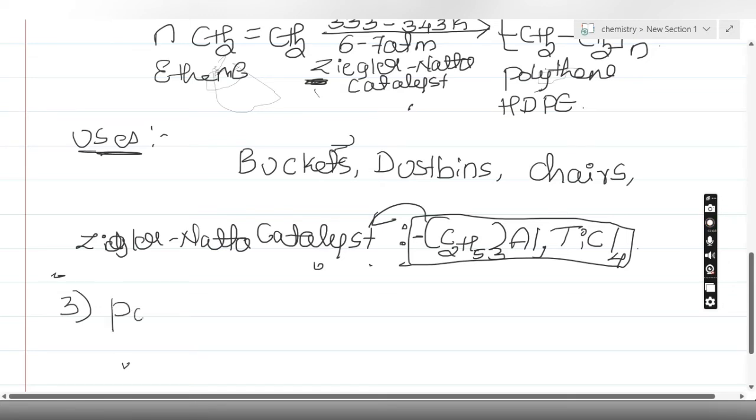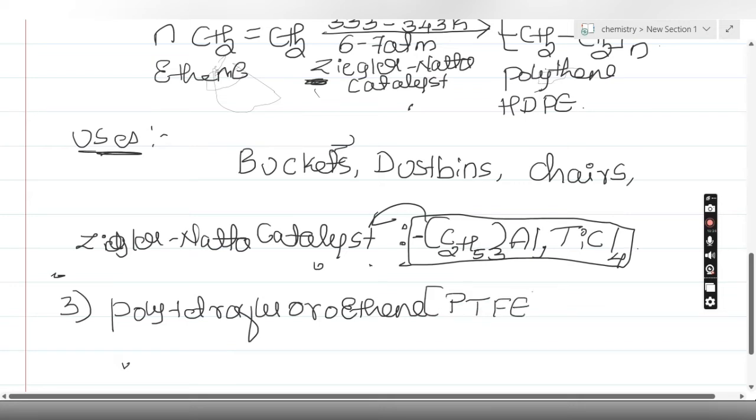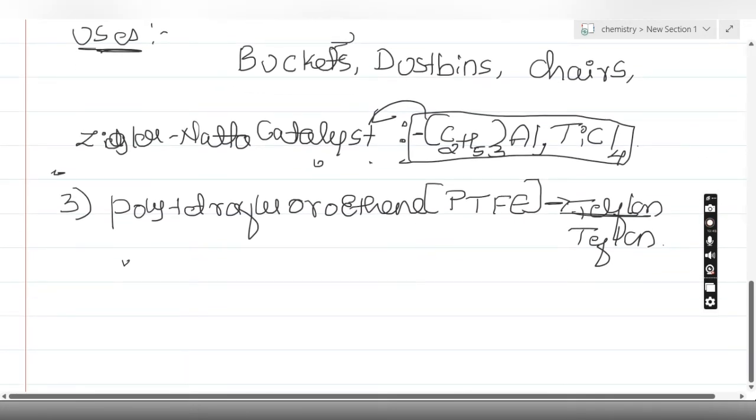That is polytetrafluoroethene. Polytetrafluoroethene, which is shortly called PTFE. P stands for poly, T stands for tetra, F stands for fluoro, and E stands for ethene, which is most commonly called Teflon. So you might have heard about non-stick cookware.